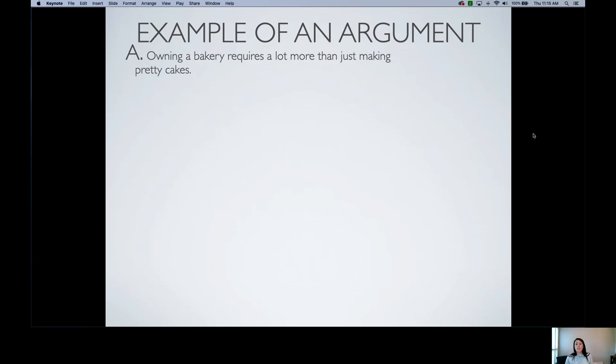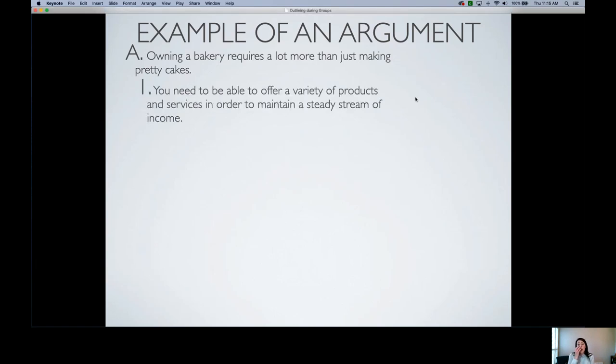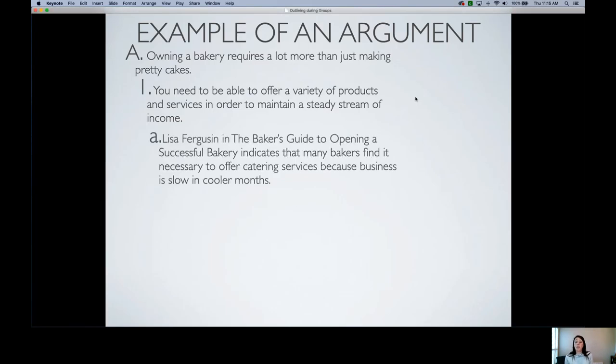I need to give the audience a reason to believe that. Why would they believe that it's more than just making pretty cakes? So my reason is you actually have to offer a variety of products and services in order to maintain a steady stream of income. Okay, so that's my reason to believe the claim. Let's see if I have any evidence to support that. So main point, primary subpoint, secondary subpoint. In my secondary subpoint, this is where I'm giving my evidence.